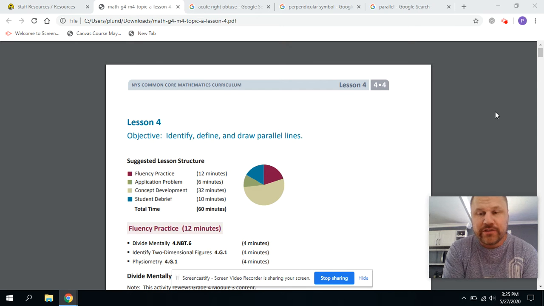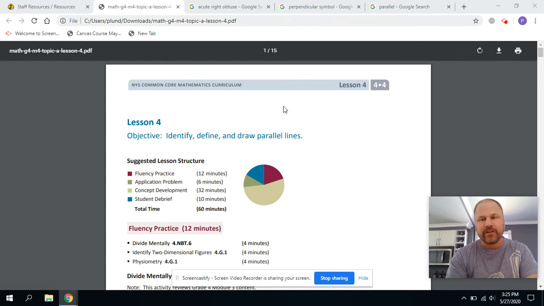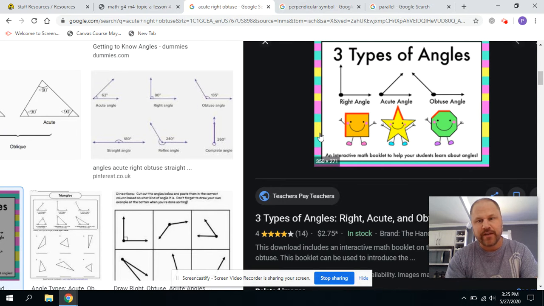Okay, fourth graders, lesson 4, we're going to identify, define, and draw parallel lines. So let's do a quick review of the last couple lessons because most of this is vocabulary in Module 4. First, we learned about the types of angles.